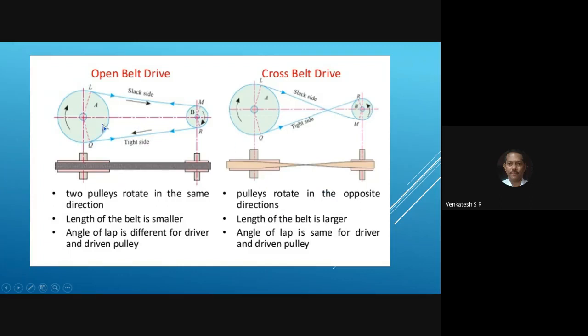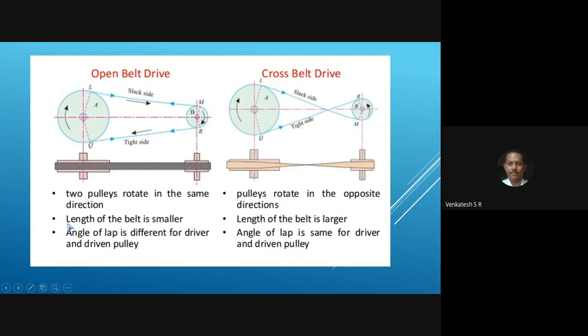So all of you observe here. Both are rotating in the same direction in open belt drive. In cross belt drive, both are rotating in the opposite direction. That's the major difference between open belt drive and cross belt drive. Number 1, the two pulleys are rotating in the same clockwise direction, but in cross belt drive, pulleys are rotating in the opposite direction: driving pulley clockwise and driven pulley anti-clockwise.